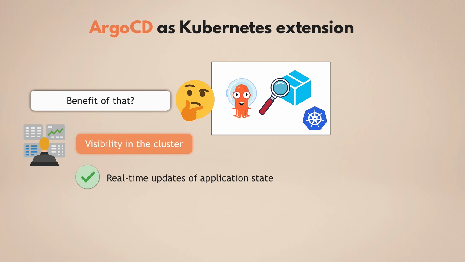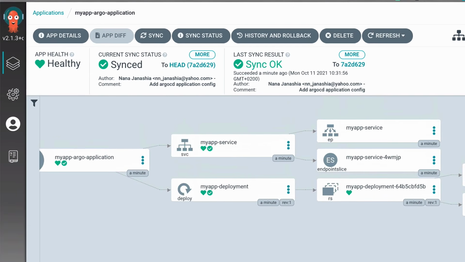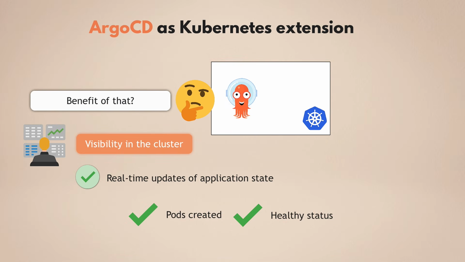So ArgoCD can monitor deployment state after the application was deployed or after changes in the cluster configuration have been made. For example, when you deploy a new application version, you can actually see in real time in the ArgoCD UI that configuration files were applied, pods were created, the application is running and in a healthy status, or if it's in a failing status and a rollback is needed.